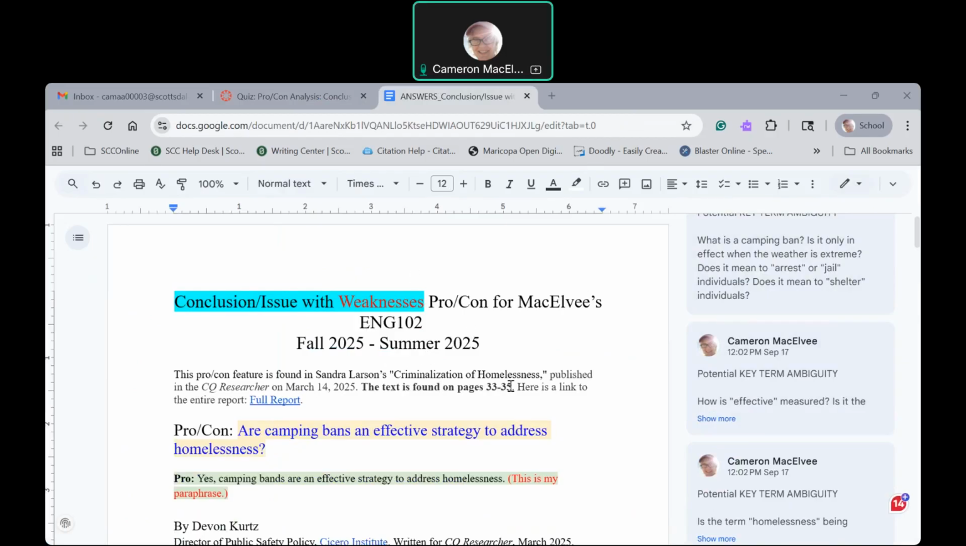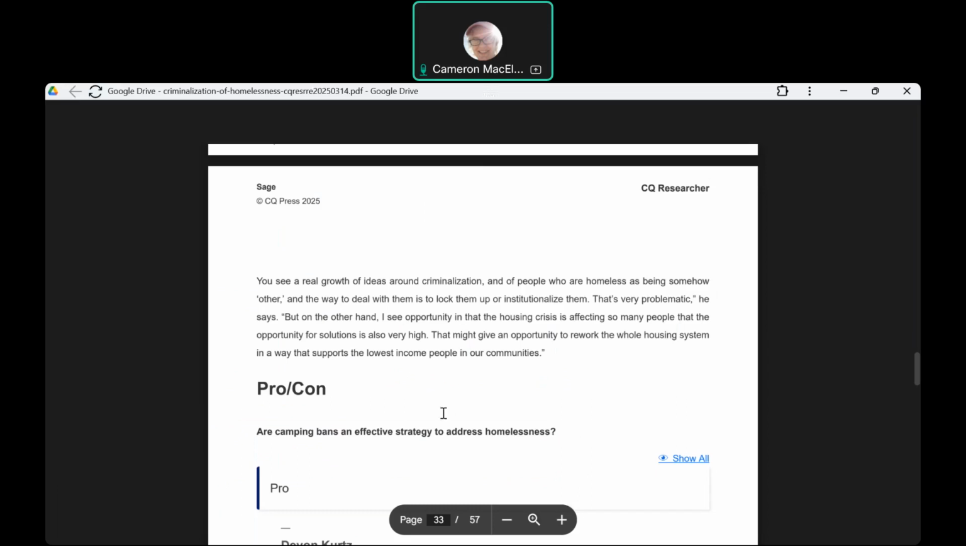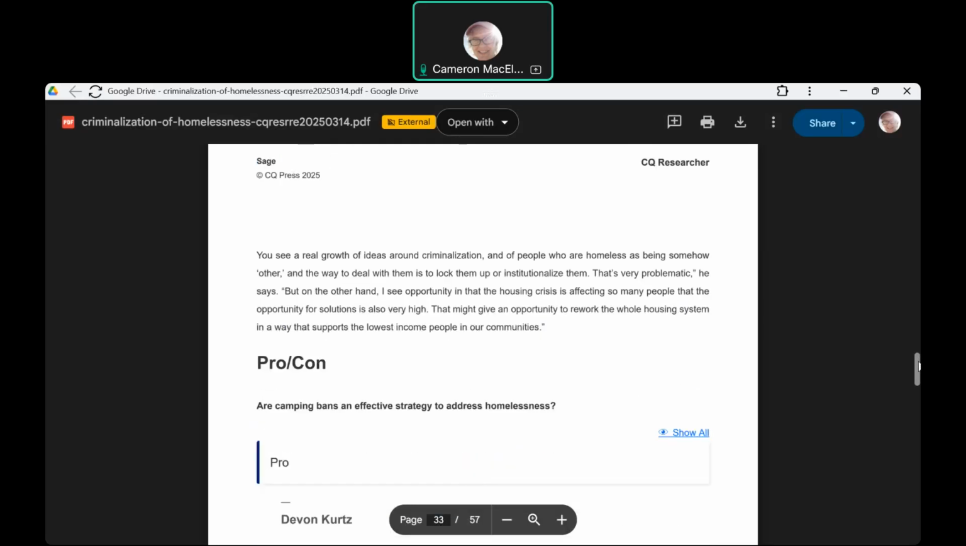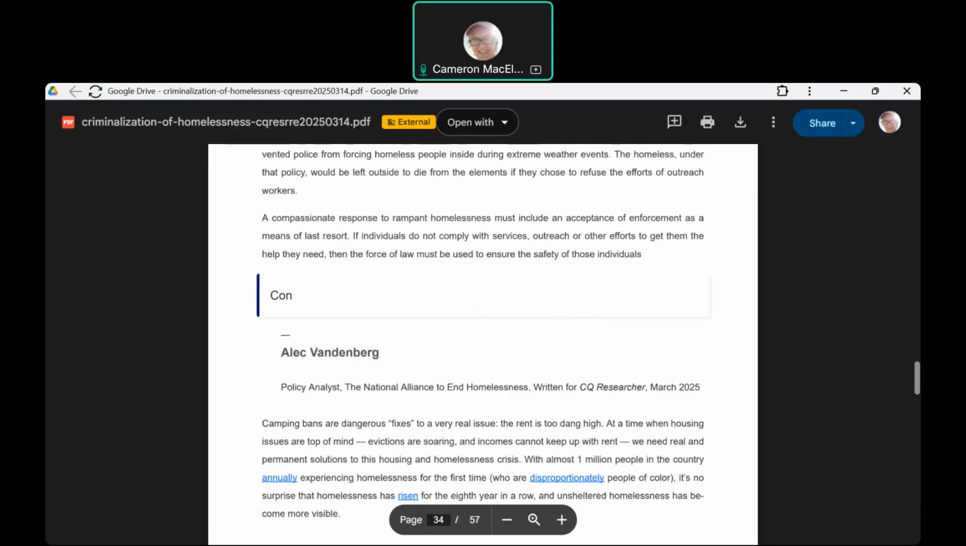So if we go to page 33 in the full report, you're going to see there is our question right there, our issue. And this is from the author of the report, which we identified, is it Sandra Larson? I forget, I'm sorry. It's not coming to mind. And then you can see below it is Devin's response and Alex's response.